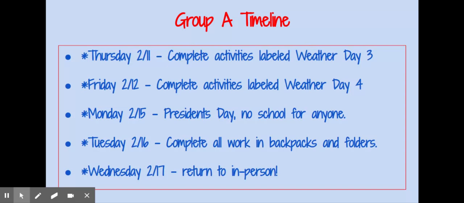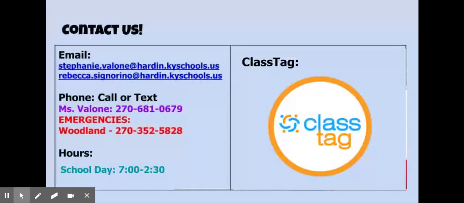On Tuesday, the 16th, because it's a Tuesday, it's a Group A in-person day, students will make sure that they're completing all work in backpacks and folders. You have a couple of take-home folders that may not have been turned in because of weather. You'll have weather days 3 and 4, and all sorts of things. So anything that's incomplete, please spend Tuesday working on. And Wednesday, the 17th, as of today, students will be able to return to in-person on their alternating Wednesday. So as of now, barring any weather or emergencies, we are excited to see Group A back in person on Wednesday, February 17th, with all of this work ready to be turned in.